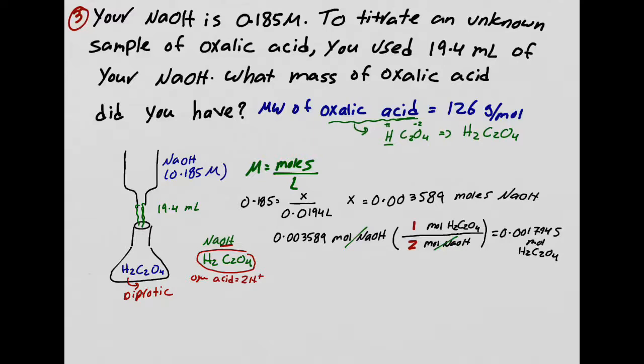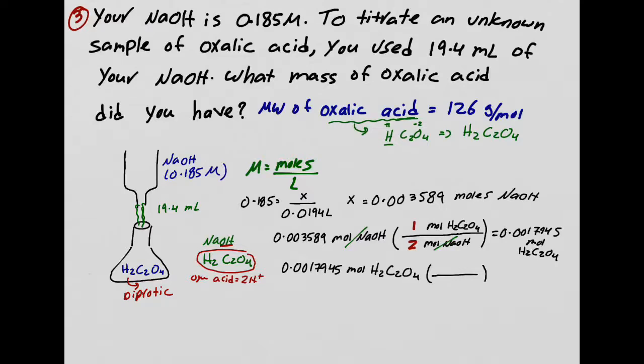I'm almost there. They don't ask you for moles, they ask you for mass. How do you go from moles to mass? You know that, molecular weight. So 0.0017945 moles of the oxalic acid. Again, I have to go from moles to grams. I just use molecular weight. 1 mole of oxalic acid.